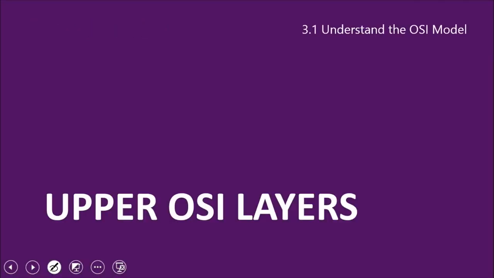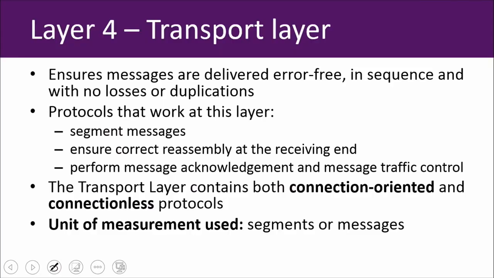All right. Let's go ahead and move on to the upper OSI layers. Layer 4 is a transport layer. This is my favorite layer. I don't know why, but I always geek out whenever I get a chance to teach this layer in class. The transport layer ensures that the messages are delivered error-free, in sequence, and with no loss. And I think that that's such a cool thing, okay?